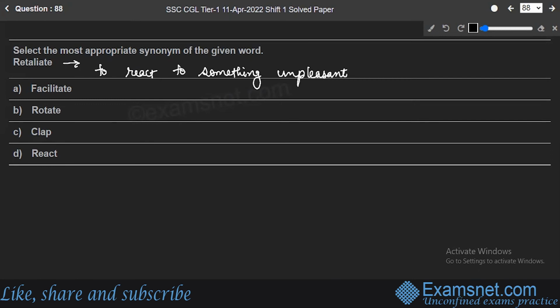That somebody does to you by doing something unpleasant in return. Okay, so that is retaliate, to react to something unpleasant that somebody has done to you by doing something unpleasant in return.